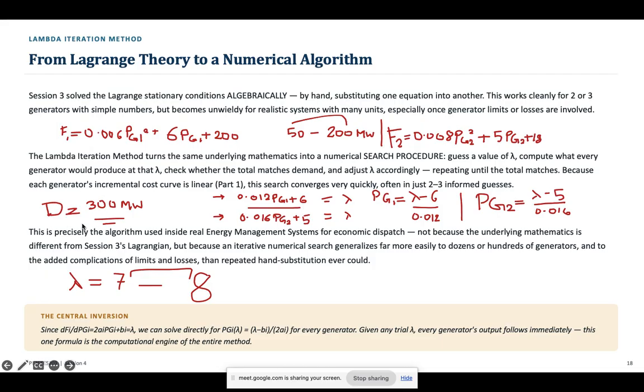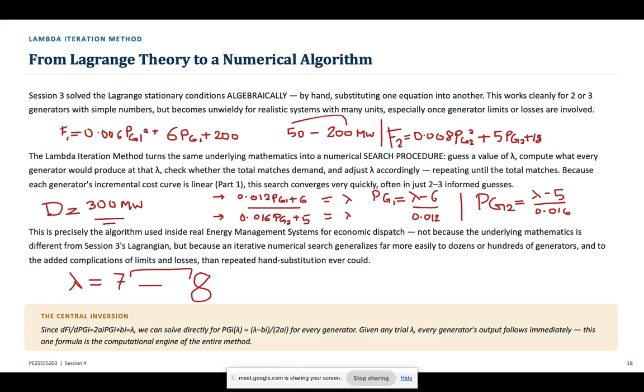What we do is we take a partial differentiation of this. When you take a partial differentiation of this, you will get this equation. And that equation, we will equate it to lambda. Fine. So when I solve only for pg1, we get this format of equation: lambda minus 6 by 0.012. At least this much you can understand, Uday.